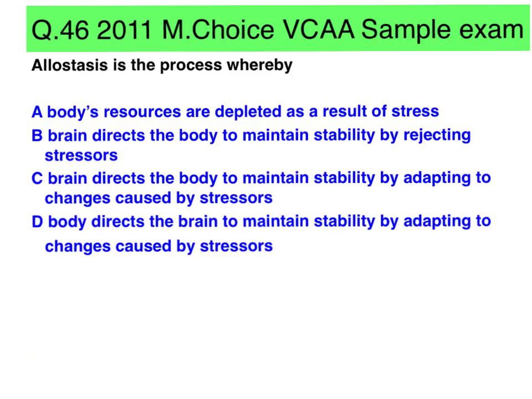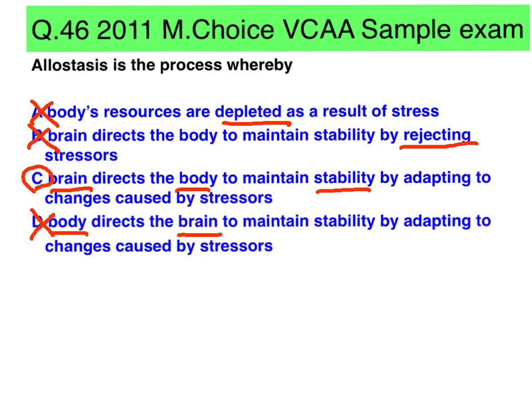Allostasis is a process whereby A, the body's resources are depleted. Well, that's actually referring to allostatic load. B, the brain directs the body to maintain stability by rejecting. No, the opposite's true, so that rules out B. D, the body directs the brain to maintain stability. The opposite is true, so we can rule that one out. So C is, of course, the answer. The brain directs the body to maintain stability by adapting to changes caused by the stressor.